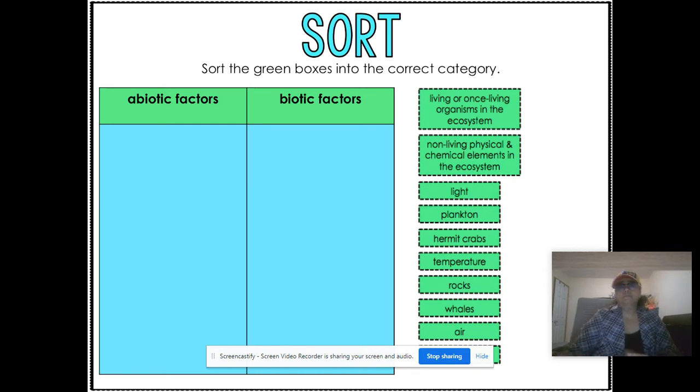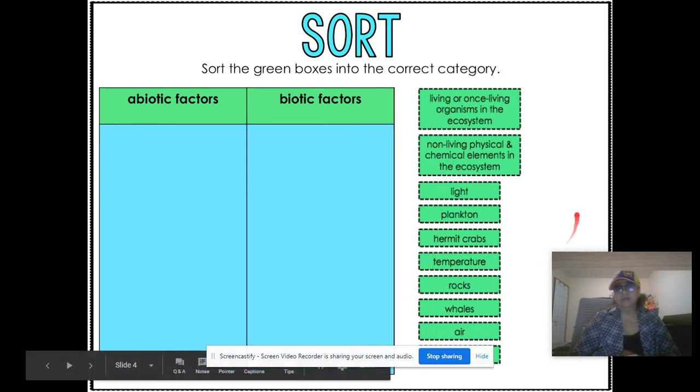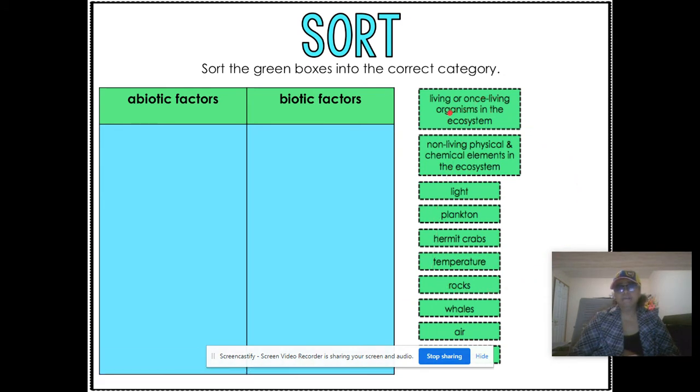So you sort the green boxes into the correct category. On the right side, you have the words. You try and drag and drop to the correct column. Is it abiotic or biotic? Remember, a meaning not, so not living, biotic means living, okay?